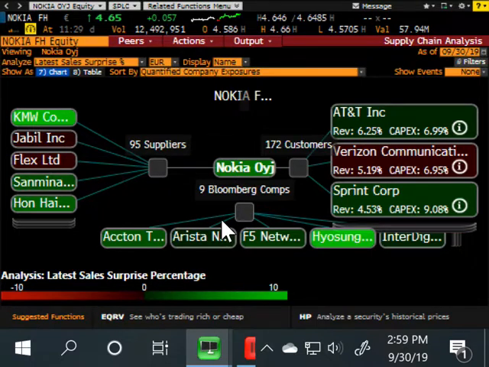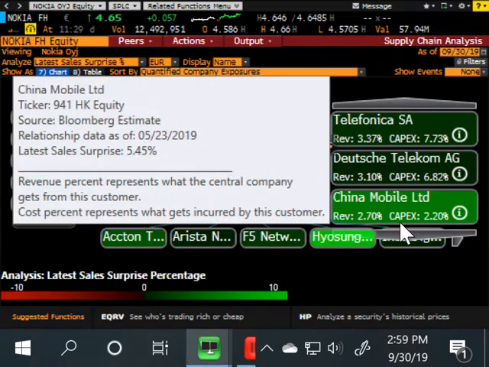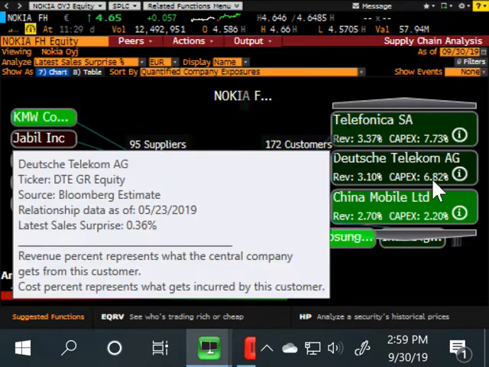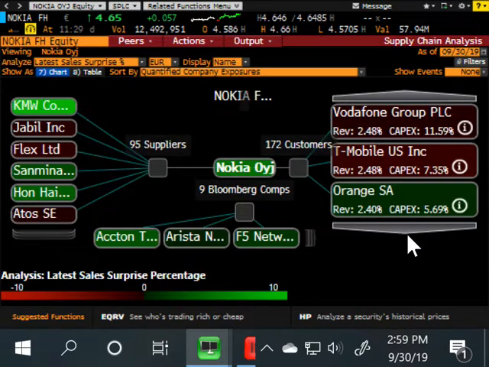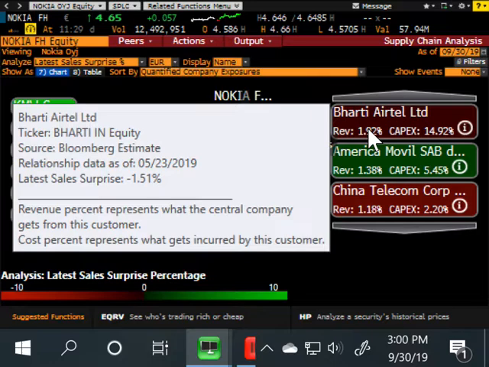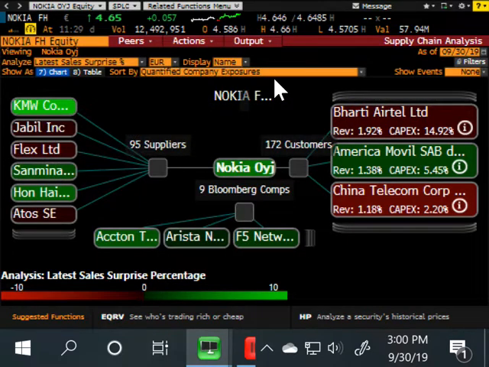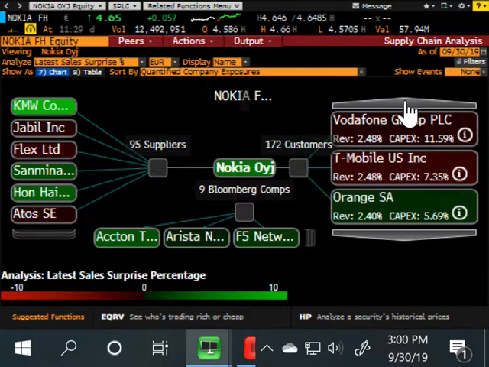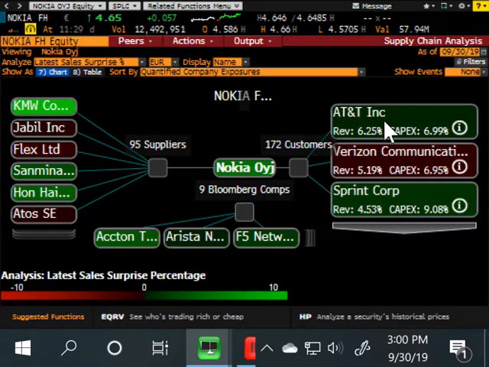The second biggest customer is Verizon. They are 5% of Nokia's business. 4.5% of their revenue comes from Sprint, 3.3% from Telefonica, 3% Deutsche Telekom, 3% China Mobile, 2.5% Vodafone, 2.5% T-Mobile, Orange, etc. So you start looking through their customers. Their customers are the big cell phone operators and telcos around the world. That's who they're selling to. So let's go back to the top of this list, and we'll start with AT&T.